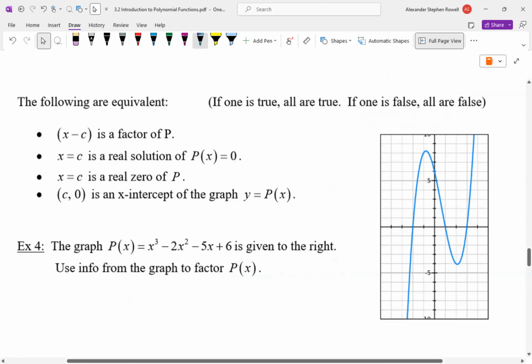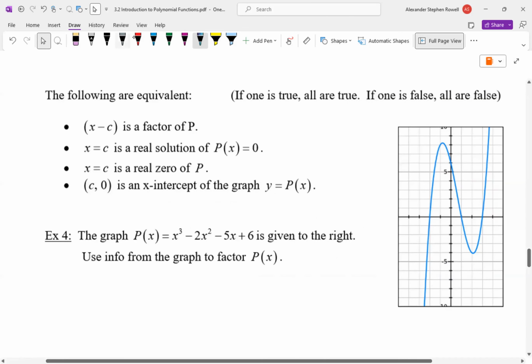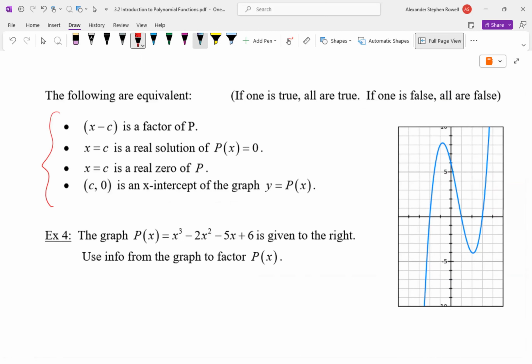Now we get to the meat of the section. The following are equivalent. X minus c is a factor of the polynomial, x equals c is a real solution to P of x equals 0, x equals c is a real zero of the polynomial, and c comma 0 is an x-intercept of the graph. You want to memorize this, but more so in terms of an example. You want to have an example in mind.